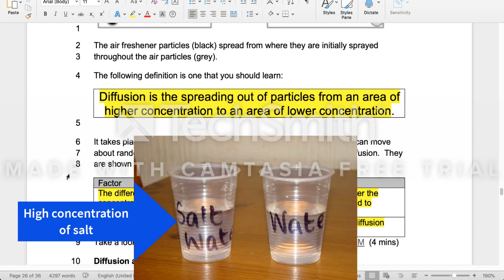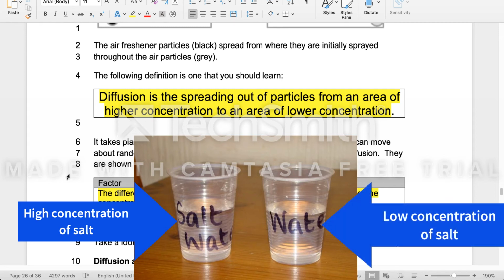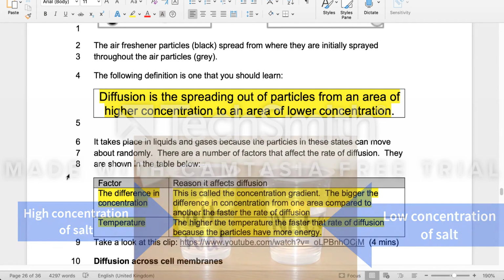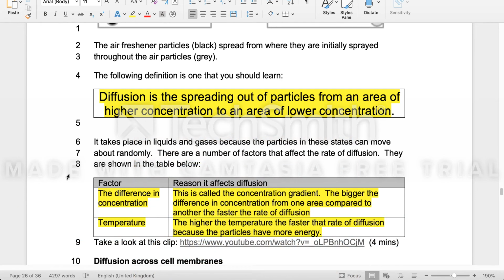And then compare that to a glass of tap water. That would be a low concentration of salt. In this sense, it'd be low to no concentration because you didn't put any salt in it. But nevertheless, it has a lower concentration of salt water than the glass with 3 spoonfuls of salt.